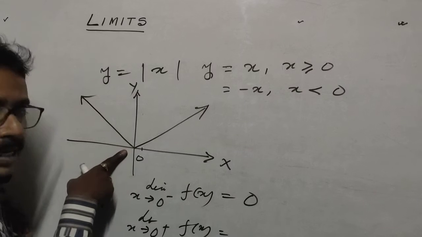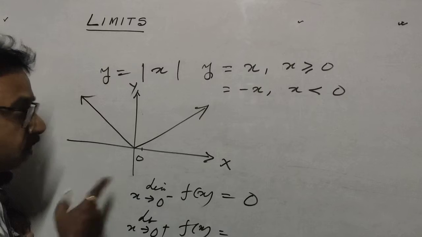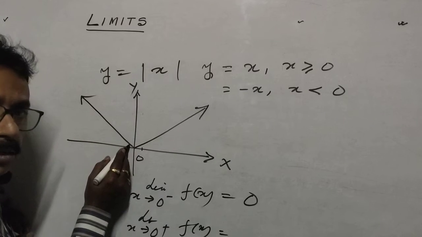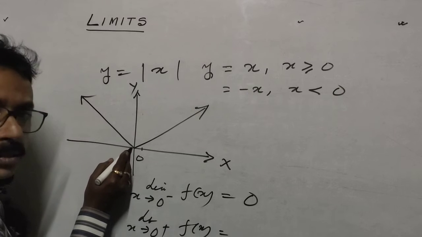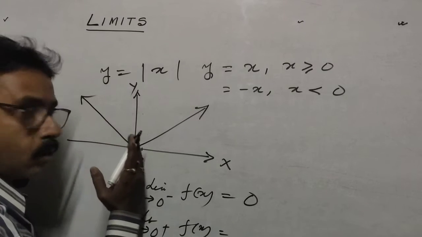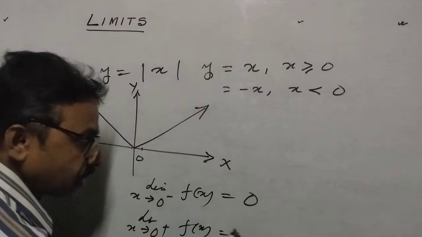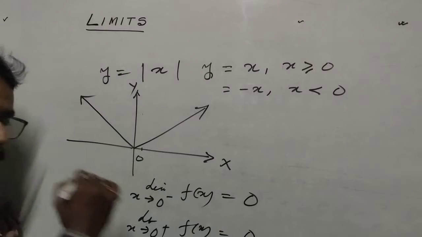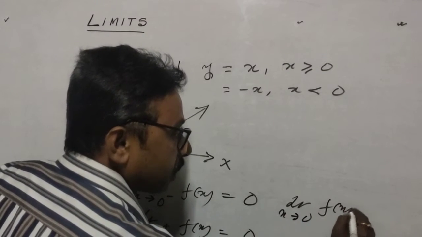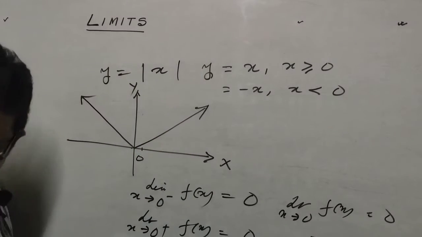Suppose I take from the negative side x equals minus 0.001, then f(x) is also plus 0.001. As x moves towards the point 0, f(x) also moves towards 0, either from the left hand side or right hand side. That means we can say that the left hand limit and right hand limit both are the same. So we can say that the limit as x tends to 0 of f(x) exists, which is 0.